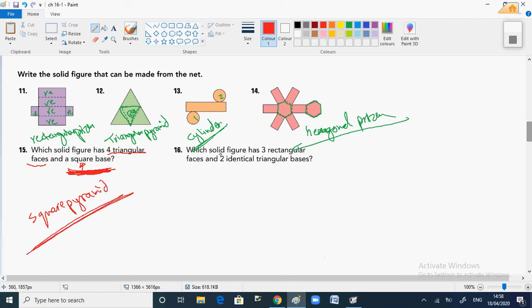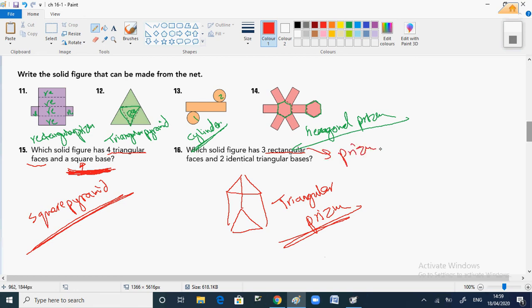Now, which solid figure has three rectangular faces and two identical triangular bases? That means triangular prism. Again, rectangular must be prism and triangular must be pyramid. So if I want to name any pyramid, it depends on its base, and if I want to name any prism, it depends on the bases again, which must be identical bases.